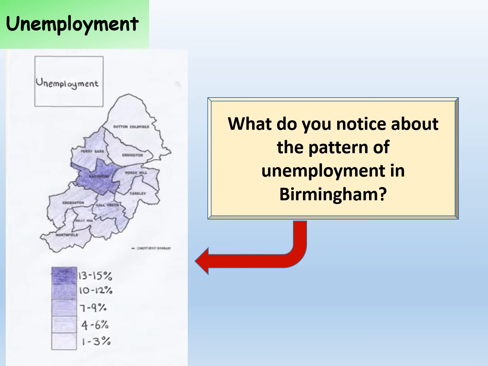So immediately, our first pattern that we can see is that Ladywood, that is in the inner city, has a much higher level of unemployment than Sutton Coldfield, which is actually in the outer suburbs. So that's our first pattern that we can see emerging to do with unemployment.